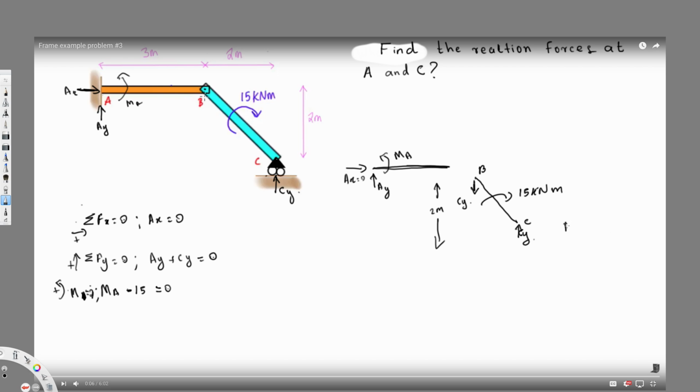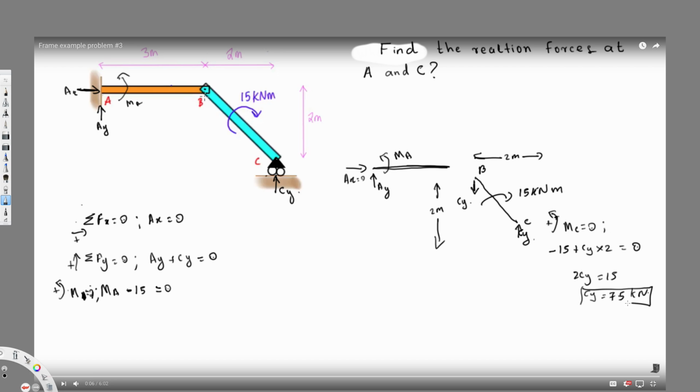So if I take moment around C and take counterclockwise positive and solve for this one, I will get 15 kilonewton meter acting clockwise, so it's going to be negative 15, and Cy is acting in the counterclockwise direction, so it's going to be plus Cy times the distance. In this case, the horizontal distance is also 2 meter, so we can say Cy times 2 minus 15 is equal to 0. So 2Cy is equal to 15, therefore Cy is going to be equal to 7.5, and this is kilonewton.